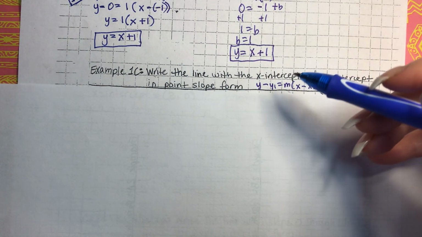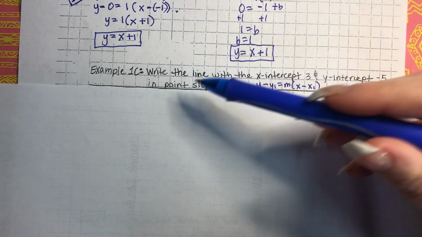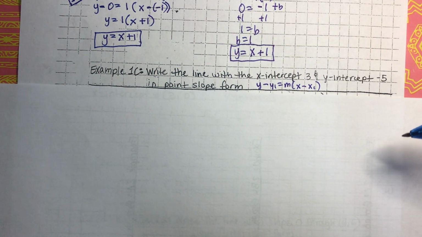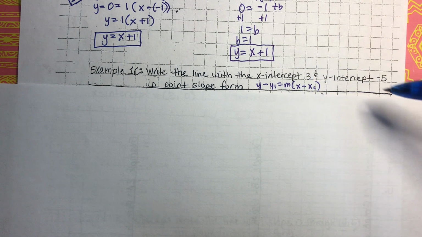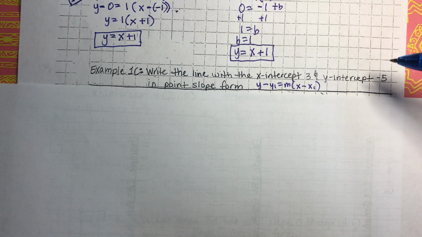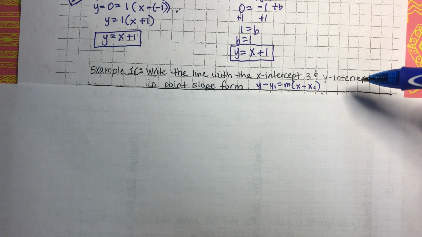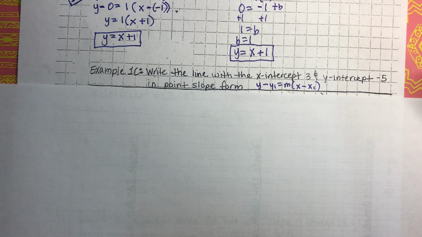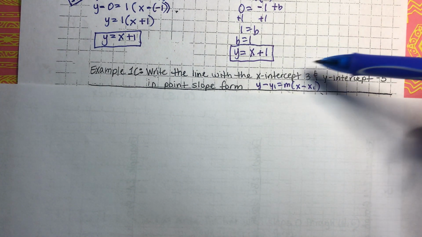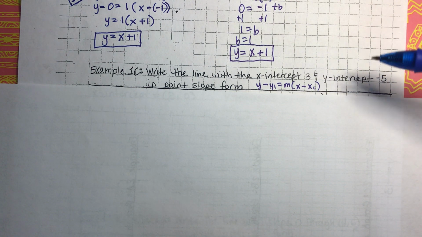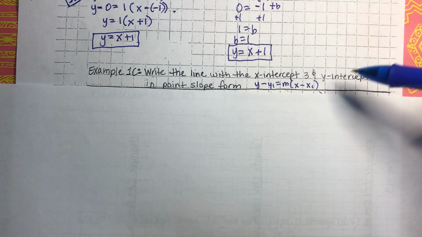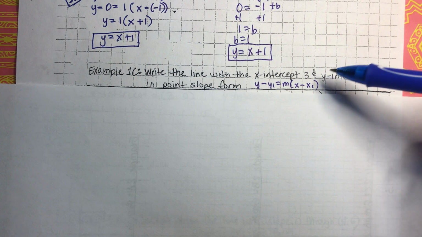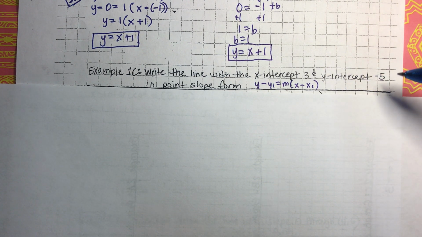So for point-slope form, you need 2 things. You need a point, right? And you need a slope. Well, do we have a point? Do we have a slope? No, we don't. We don't have a point, and we don't have a slope. So then the next question is, all we have is an x-intercept and a y-intercept. So the next thing that you want to ask yourself is, do you have information for a point, or do you have information to find a slope?